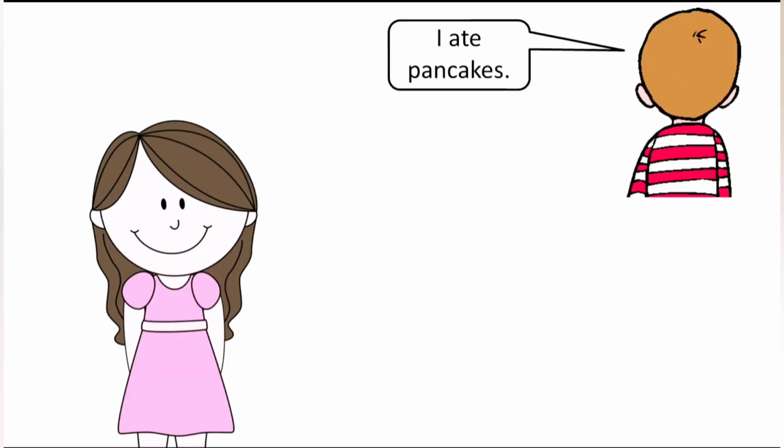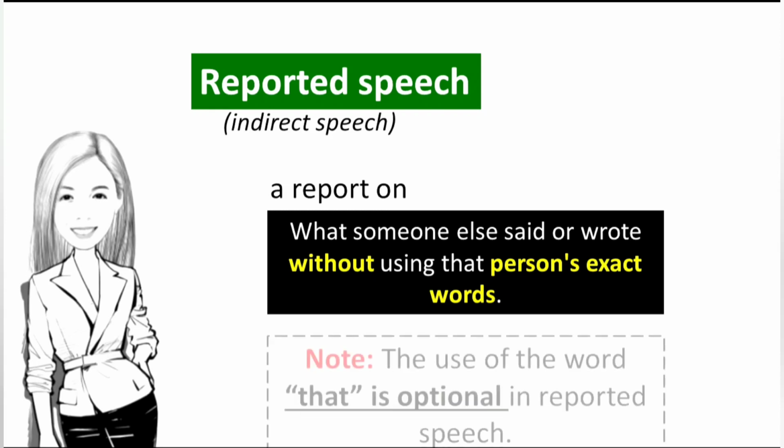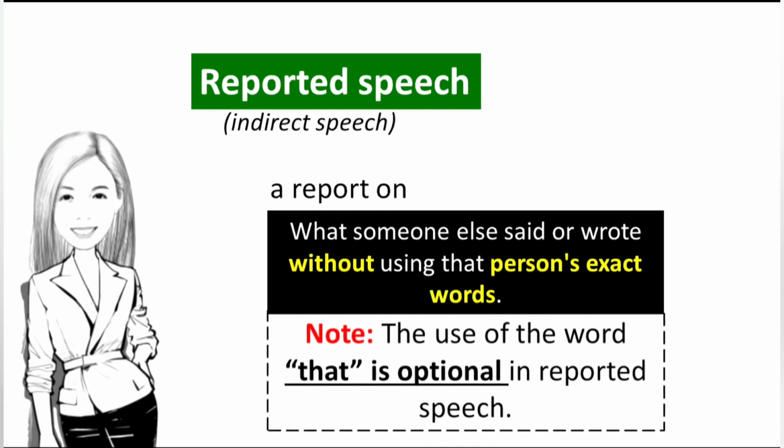Another example is, the boy said he had eaten pancakes. We change I to he and ate to had eaten. So this is a reported speech because we did not get the exact or actual words the speaker said. Take note that in reported speech, the use of the word that is optional.